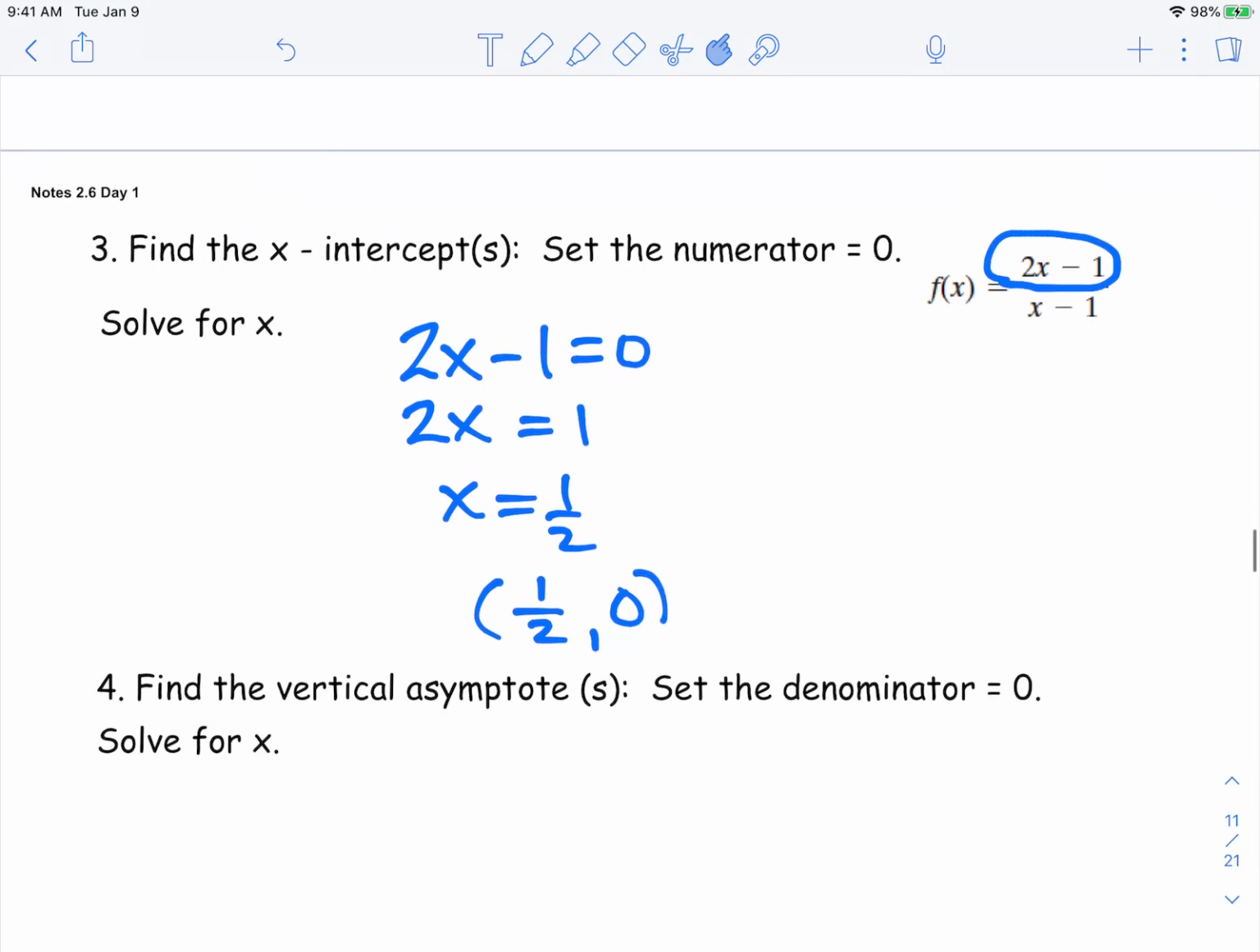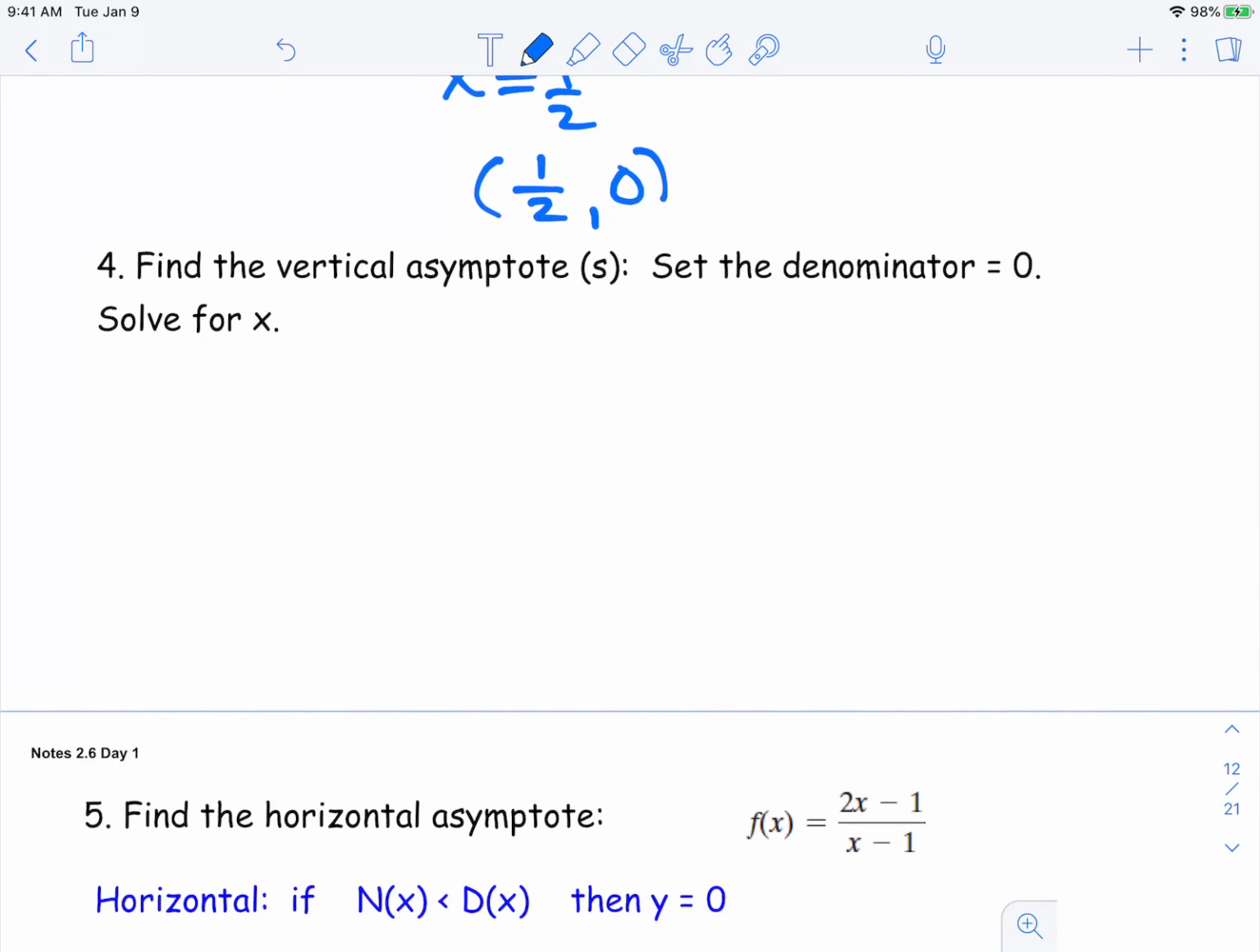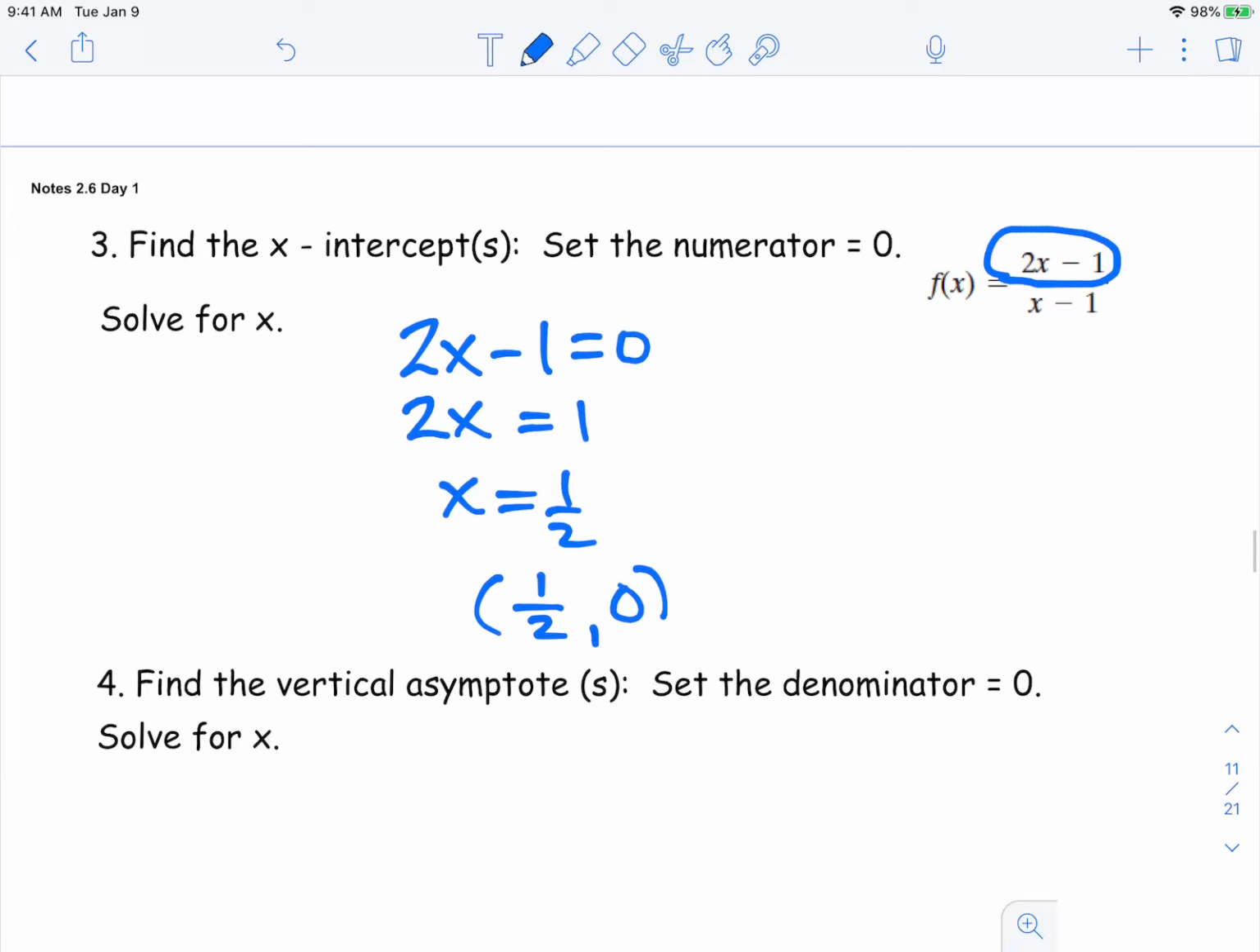To find the vertical asymptote, we're going to set the denominator equal to 0 and solve it for x. So the vertical asymptote is at x equals 1. That's also where your domain restriction is.